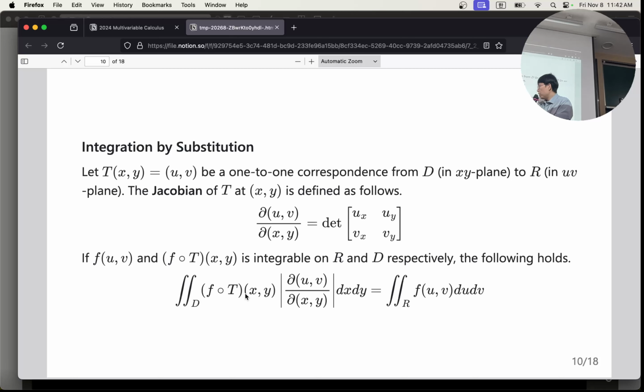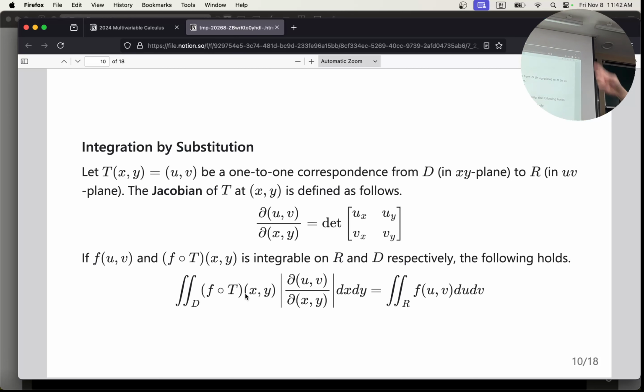So how much do you have to multiply in order to get the same area? You need to multiply this much to the area you have in the xy plane to get the same area. So that's the integrating factor. Integrating factor has different meanings. Anyway, it's the factor that you need to multiply so that you get the same area of the integration.